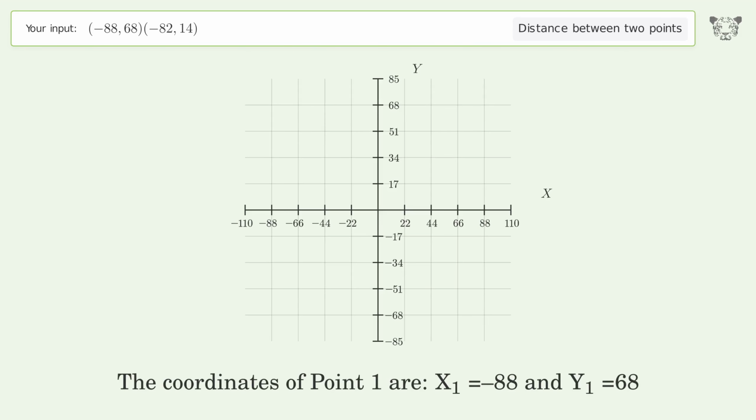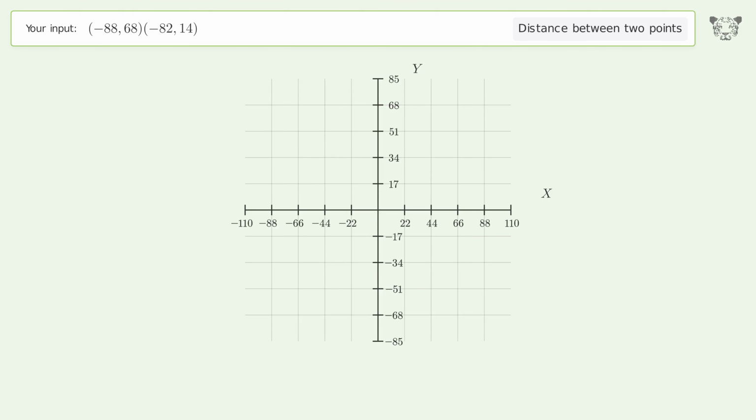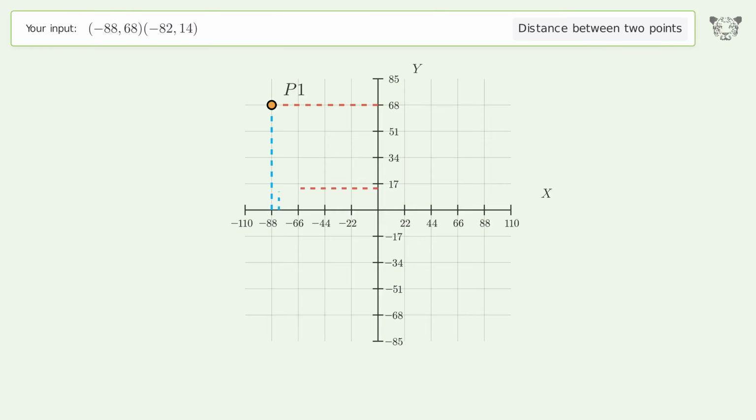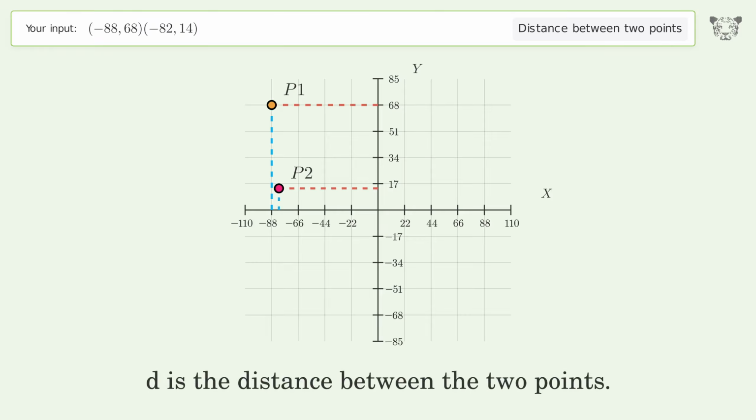The coordinates of point 1 are x1 equals -88 and y1 equals 68. The coordinates of point 2 are x2 equals -82 and y2 equals 14. D is the distance between the 2 points.